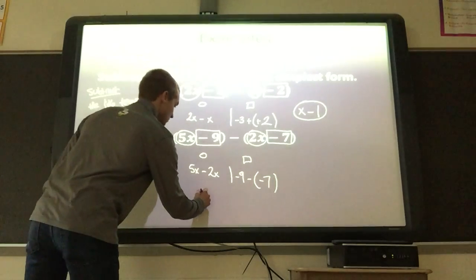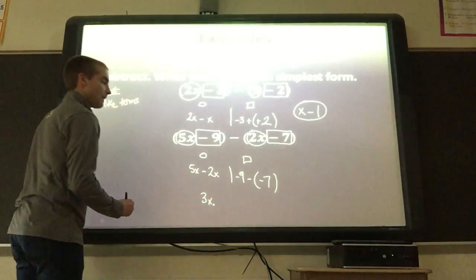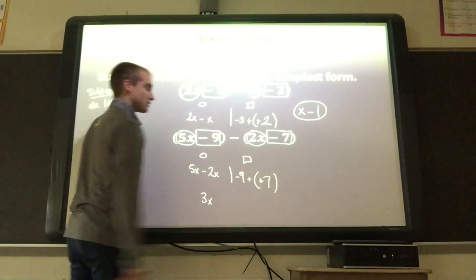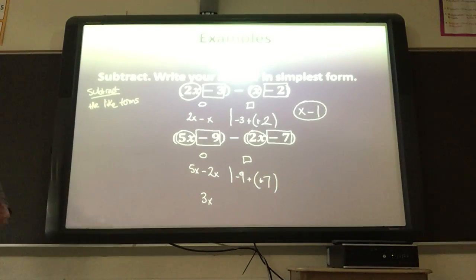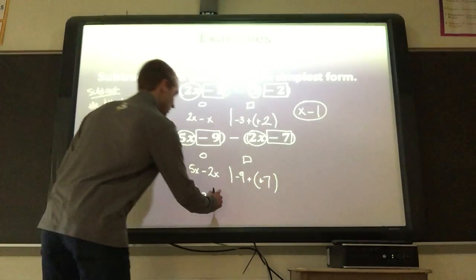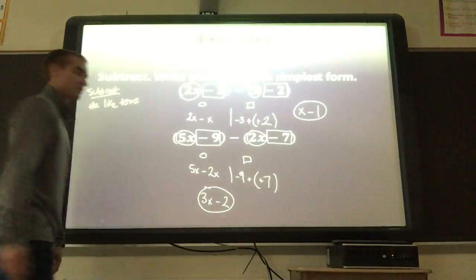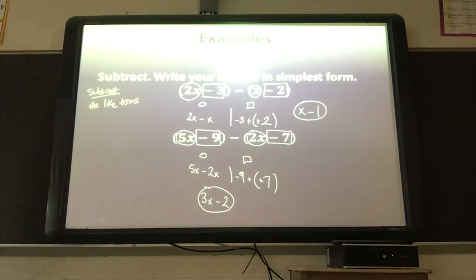5x minus 2x would get us 3x. -9 minus -7, change both of those minus signs in front of the 7 to a plus. -9 plus +7 would give us -2. So that's going to be 3x minus 2.